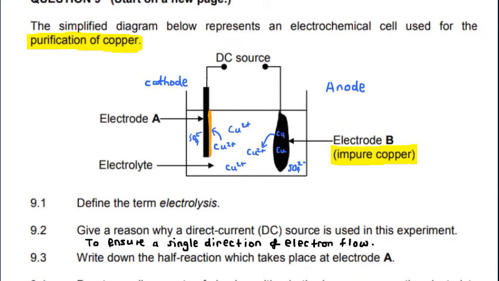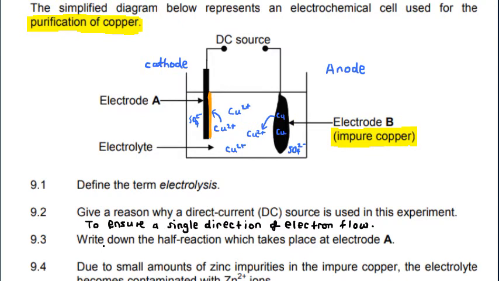Question 9.3 says write down the half reaction that takes place at electrode A. So that is the reduction half reaction.